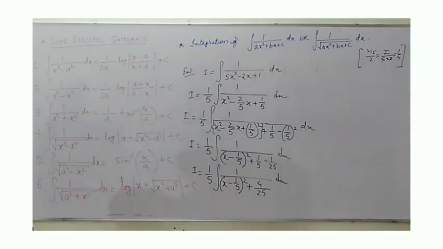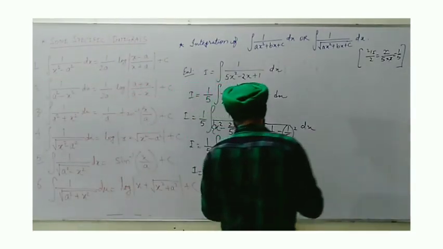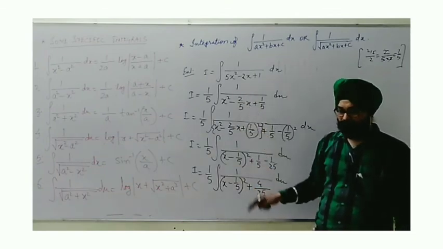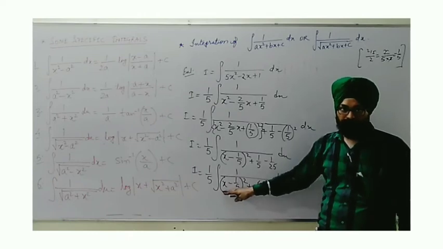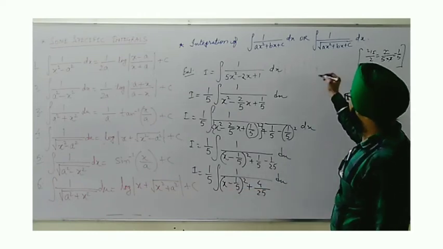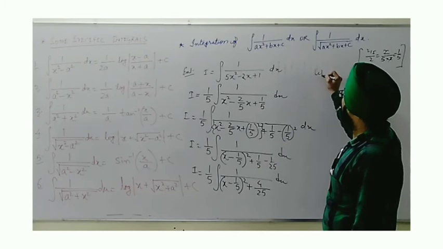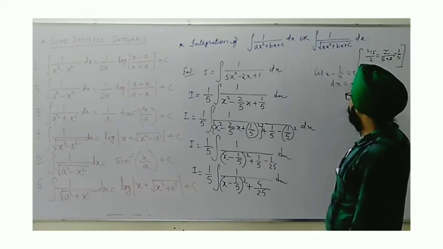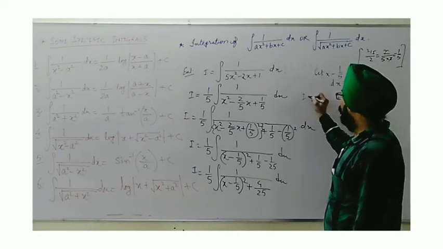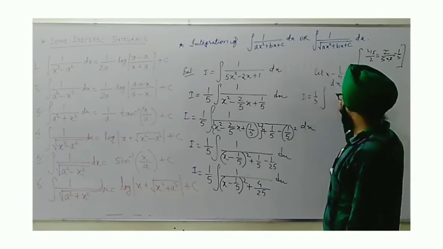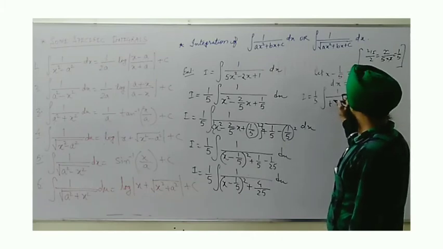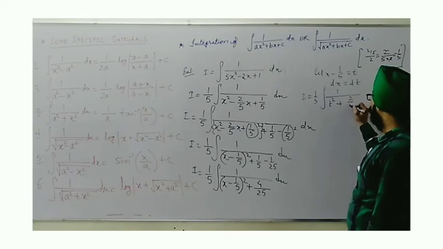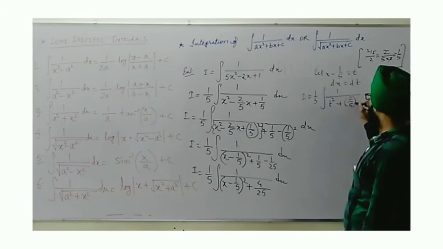At this stage, I suggest that as the bracket is a linear polynomial, if you are perfect, you can directly apply the identity, or otherwise we will use substitution. We will use substitution here. We will consider this linear polynomial as t. Differentiating, dx becomes dt. So I can be written as 1 upon 5 integration 1 upon t square plus 4 by 25, which can be written as 2 by 5 whole square, dt.